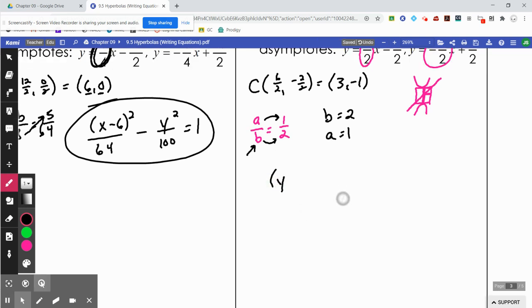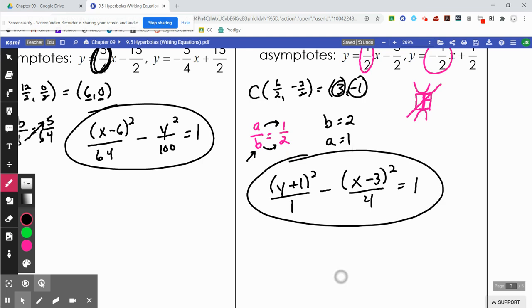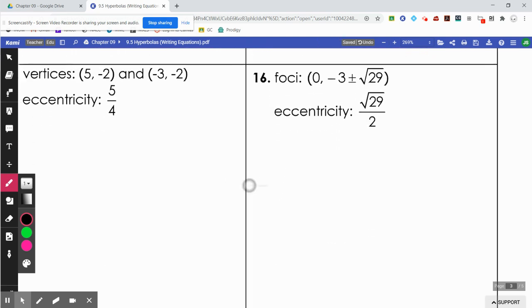So we're going to do Y. To move it down 1, we're going to do +1. We're going to do x, and to move it right 3, we're going to do minus 3 equals 1. Your a squared is under the first term. Your b squared is under your second term. There is your hyperbola.